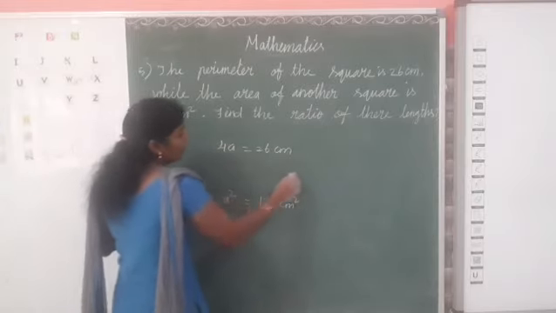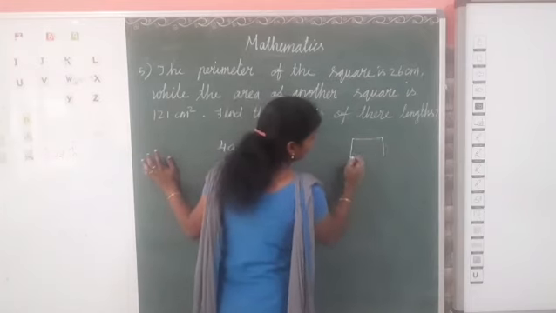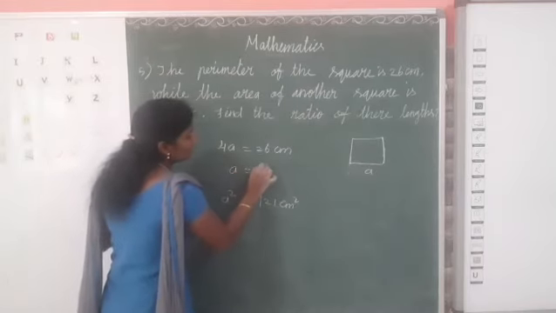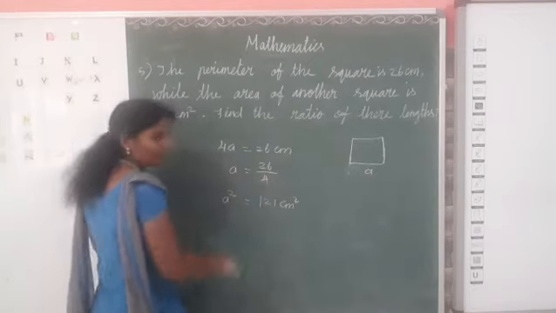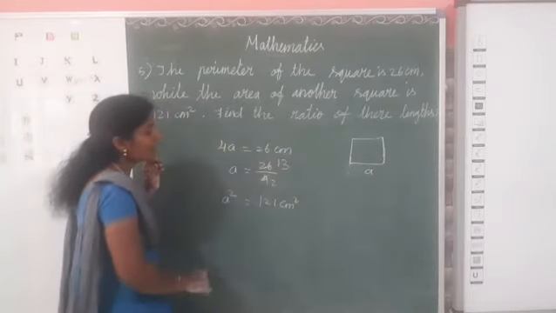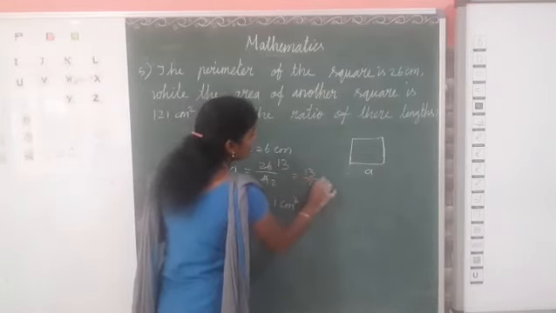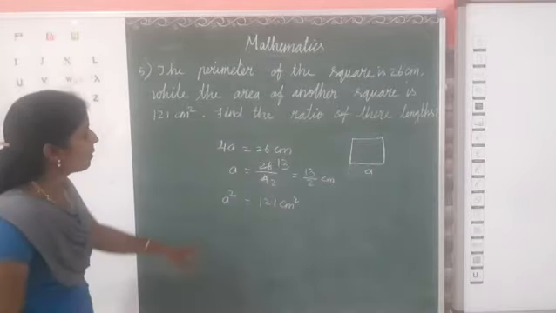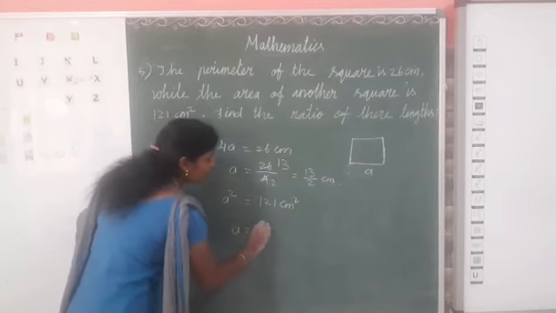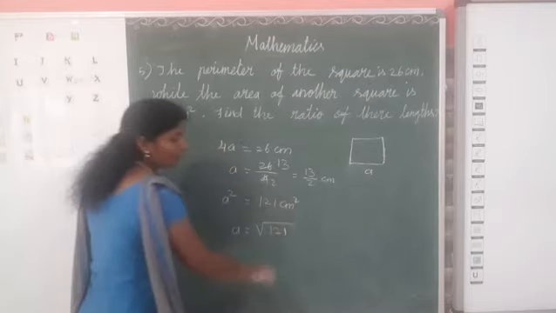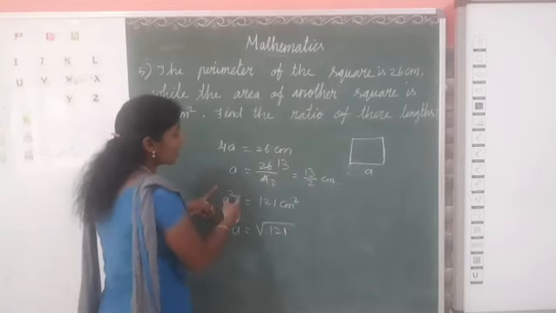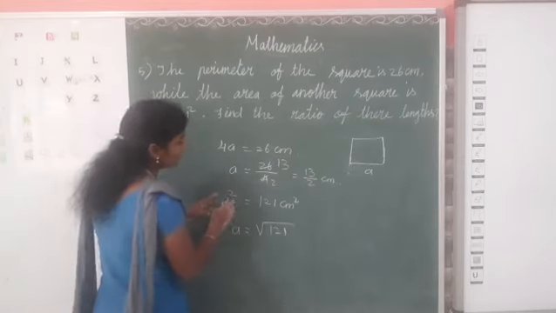Now here a. This is one square means the side name is a. What is a? You want to find a. A is equal to 26 divided by 4, isn't it? Yes. Now 2 2s are 4, 3 2s are 6, isn't it? So that is 13/2 centimeter. Okay. Now a square, we need a, isn't it? A square, a is equal to square root of 121 centimeter square. Square root means that is 11 centimeter.